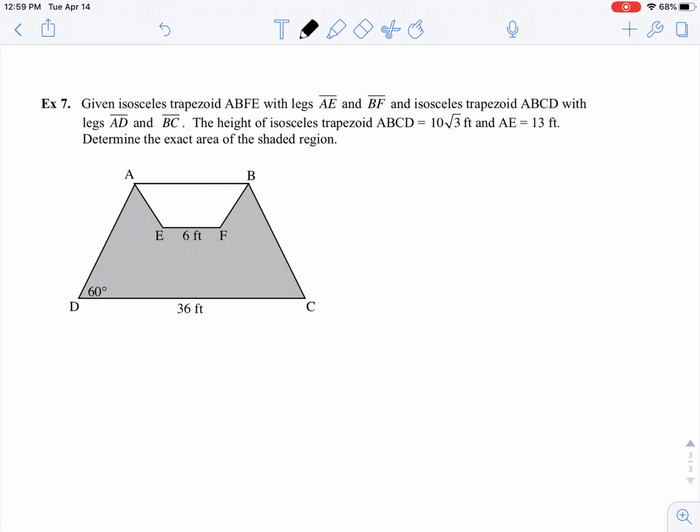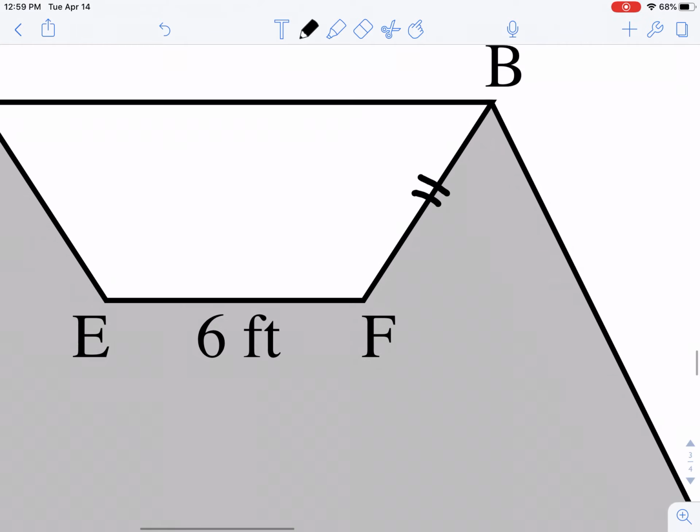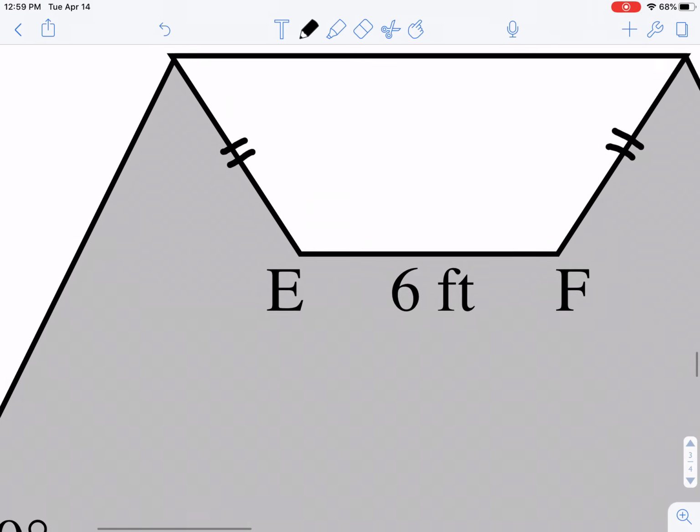Hello, this is example number 7 from the day 6 notes from area of a trapezoid practice. Given an isosceles trapezoid ABFE with legs AE and BF, and an isosceles trapezoid ABCD with the legs being AD and BC. So let's go ahead and mark those in. We know these two segments will be congruent and these two will be congruent.